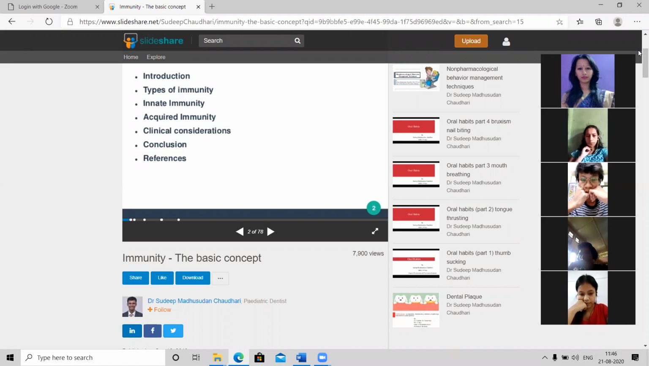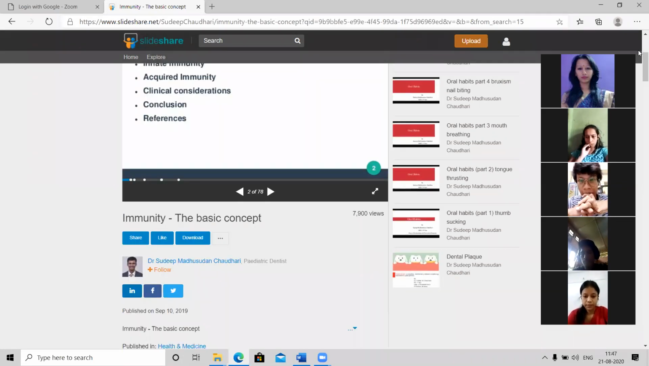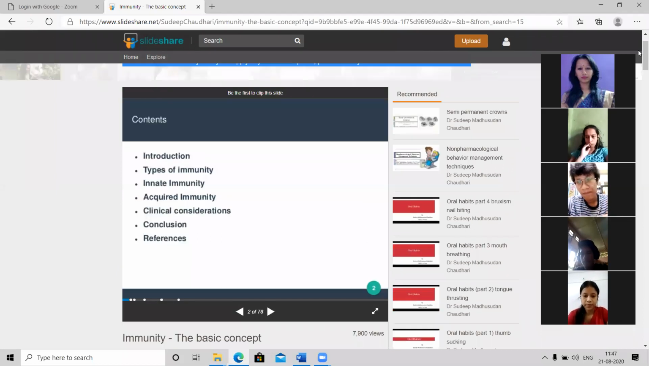A relative resistance to pathogen shown by all members of a species. Okay. So, can anybody give an example of that? An example of species related immunity. Plant pathogens cannot affect humans. Okay.